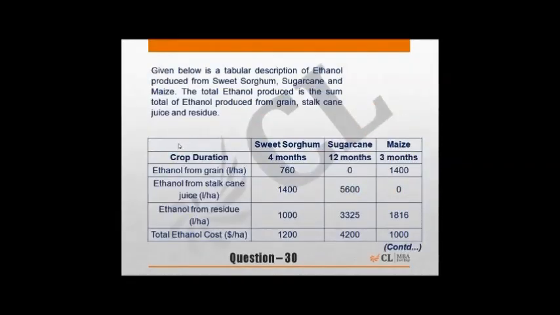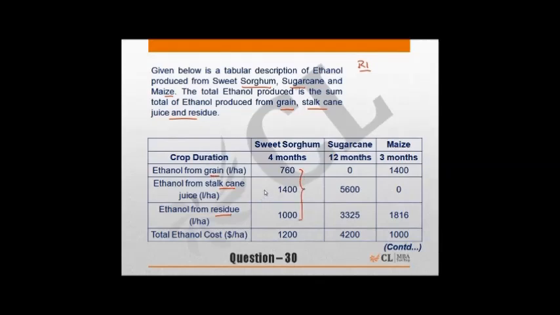Question 30. Again a table. So a single question on a table. Let's go through the question. As I said, at the end of the paper it does not really matter whether it's round 1 or round 2, so the default then becomes round 1. Given below is a tabular description of ethanol produced from sweet sorghum, sugarcane and maize. Total ethanol produced is the sum total of ethanol produced from grain, stalk cane juice and residue. So ethanol is produced from stalk cane, from residue and from grain. So all 3 of them.